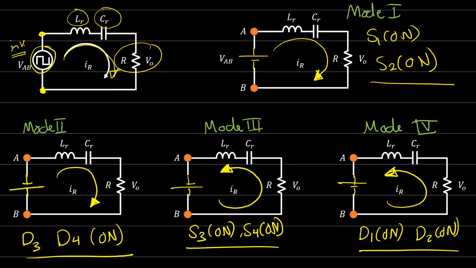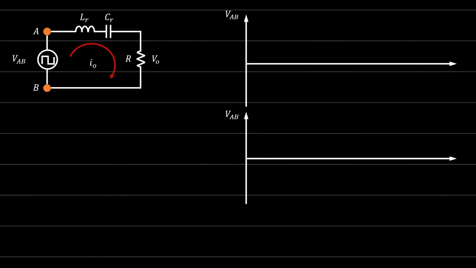But now we record these because we will see at which of these modes of operation we can operate the inverter to be a series resonant converter or a series resonant inverter. Now, if you look at this circuit again and try to draw the voltage VAB, this is time, this is the voltage VAB, and here is the current. Let's say the current is like this.